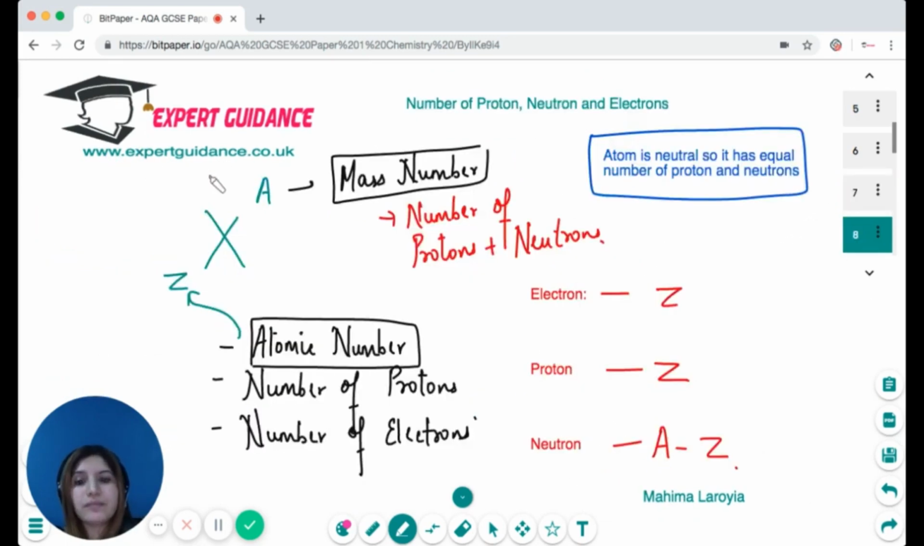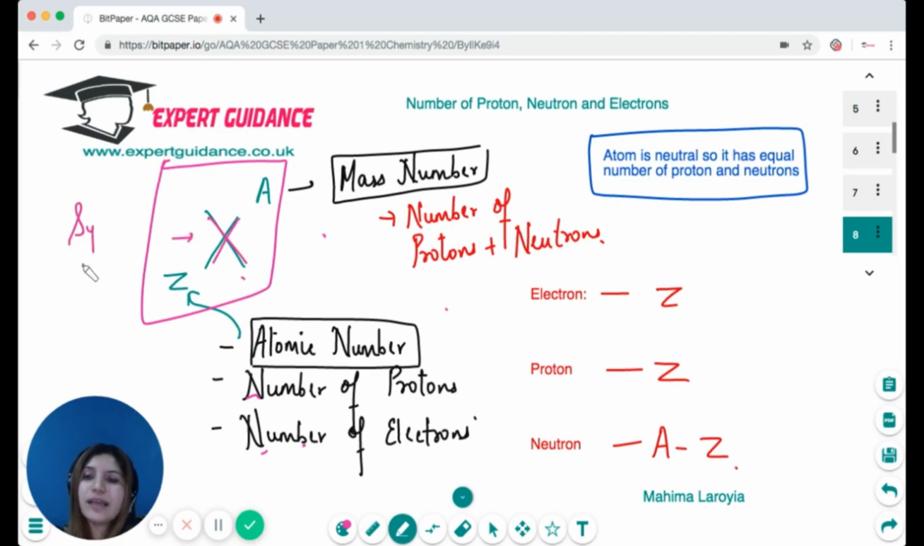Now, how do we work out how many proton numbers, electron numbers, or neutron numbers are there in an atom? For that, we take the help of a periodic table. In the periodic table, all the elements are there with their symbol, and they'll have one number at the top and one at the bottom. The number at the top is the mass number, which is the number of protons and neutrons. The number at the bottom is the atomic number, which is the number of protons. And since the atom is neutral, the number of protons and electrons are the same, so the bottom number will also give you the number of electrons.